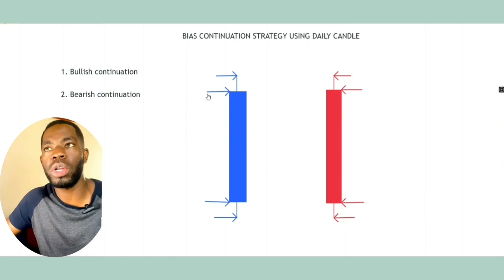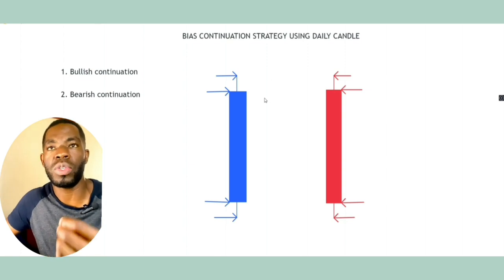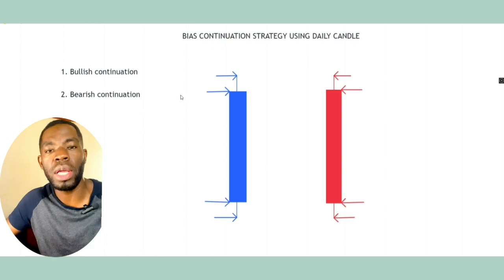We are watching closely how a daily candle closes, and then we can go on from there to determine our next move in the market, whether we are going to buy or sell. So we are looking at a bias continuation strategy using a daily candle, and later on I'll show you how you can place your entries at lower time frames.